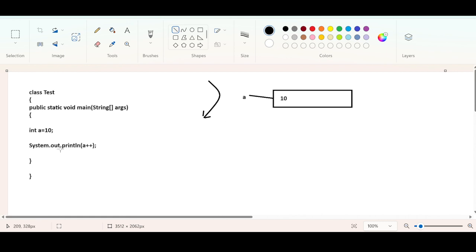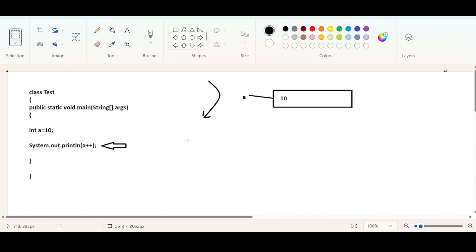This is what happens for the first line. When the control comes to the first line, this is what is happening internally. The memory value 10 is getting assigned to the variable a, and the control will be transferred to the next line, the second line. So in the second line, we are saying a++, a post increment.